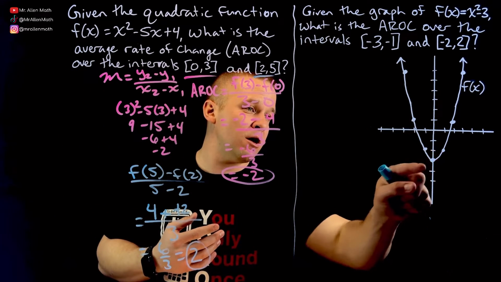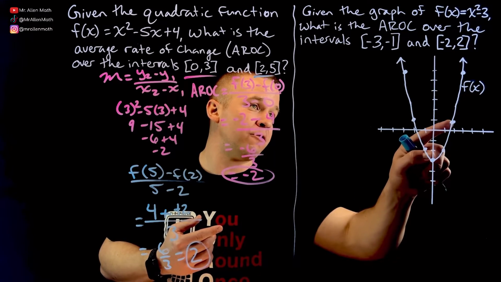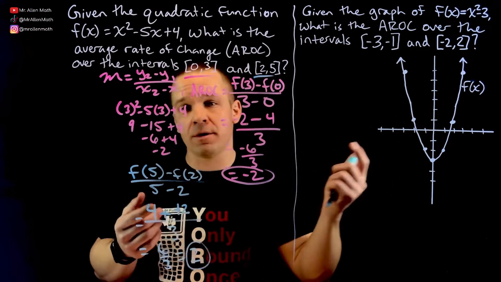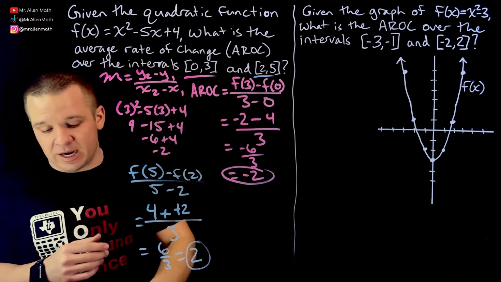From here to here, a change in 1 in this direction is going to be less steep than a change in 1 from here to here. Right? That's going to be very steep. All right, so coincidence here on the 2 and negative 2, but that's cool.